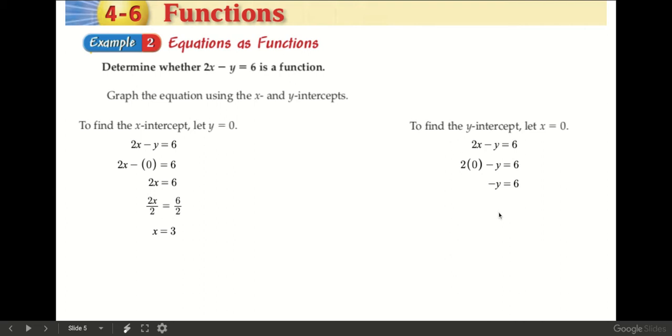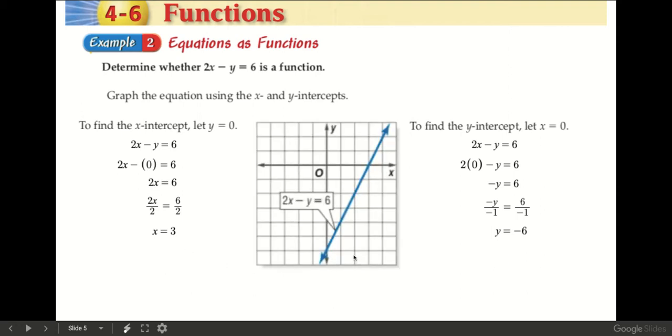So an easy way to do it is either multiply or divide both sides by negative 1. I'm going to divide both sides by negative 1. When I do that, a negative divided by a negative is a positive, and a positive divided by a negative is a negative. So I get y equals negative 6. So now I know my y-intercept occurs at negative 6. My x-intercept occurs at positive 3. That would allow me to make my graph.